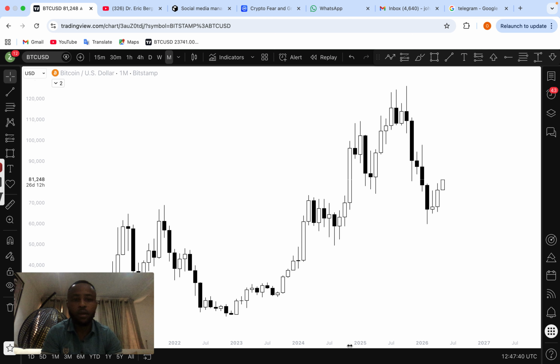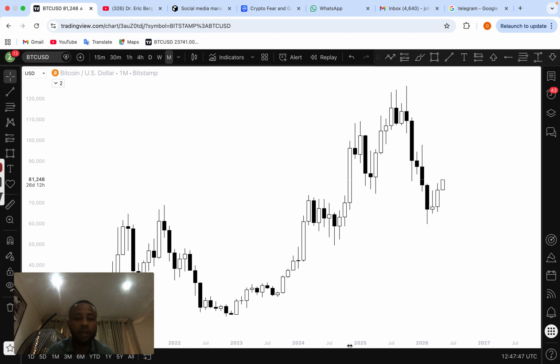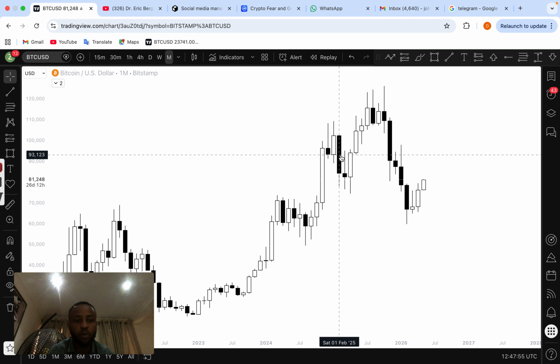Hello, guys. So let's take a quick look at what Bitcoin is doing at the moment, okay? Both from the weekly and the monthly level. So you can see that this is on a monthly time frame. You can see monthly, right? Meaning one candle here represents 1 month.